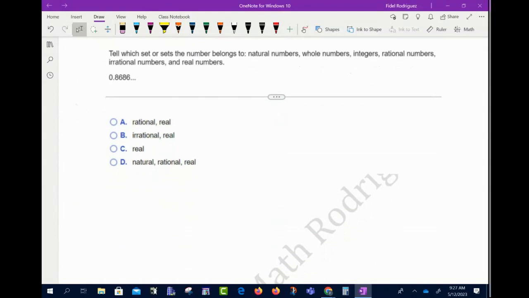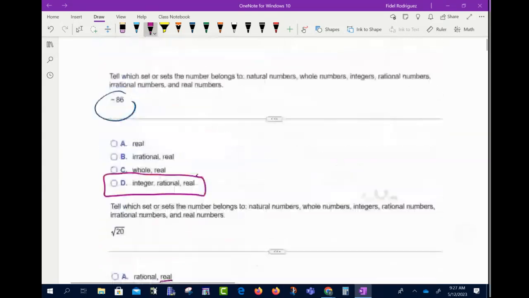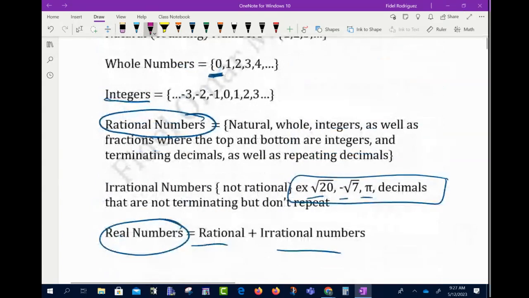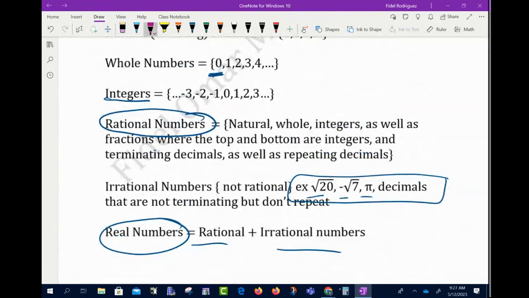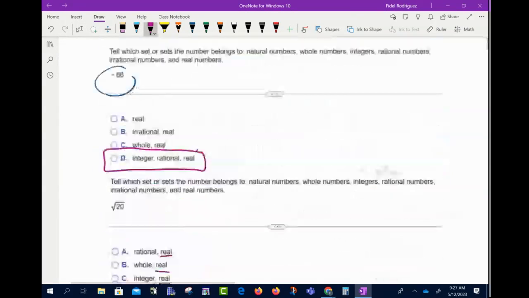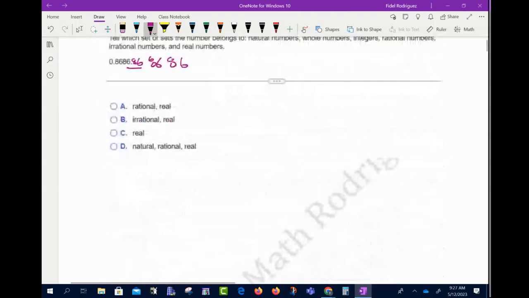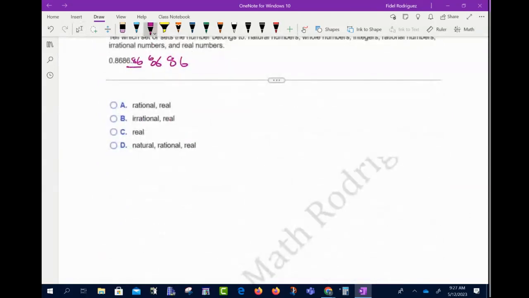Okay, let's take a look here. Look what we have. We have 0.8686. Those 86s are continuing to repeat. So look, 86, 86, 86. Let's come back and take a look at what we have up here in our notes. Rational numbers are what else? Repeating decimals, right? So this is going to be rational and real, because every one of them is going to be real.